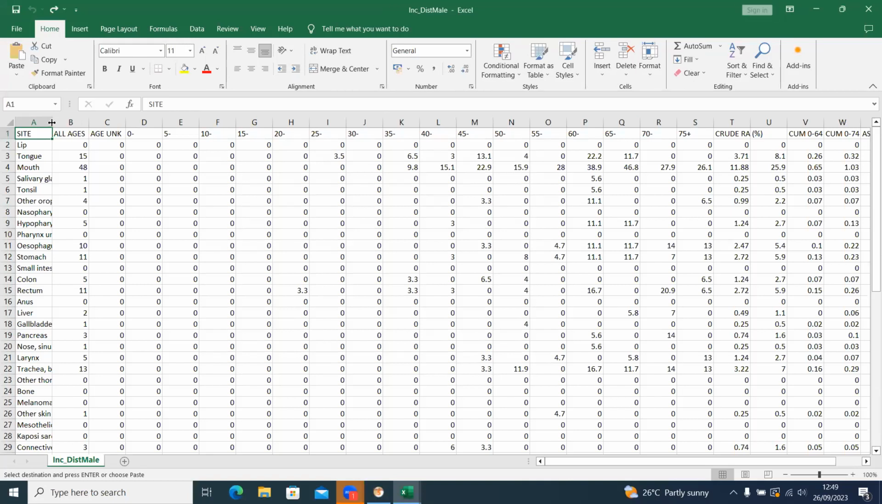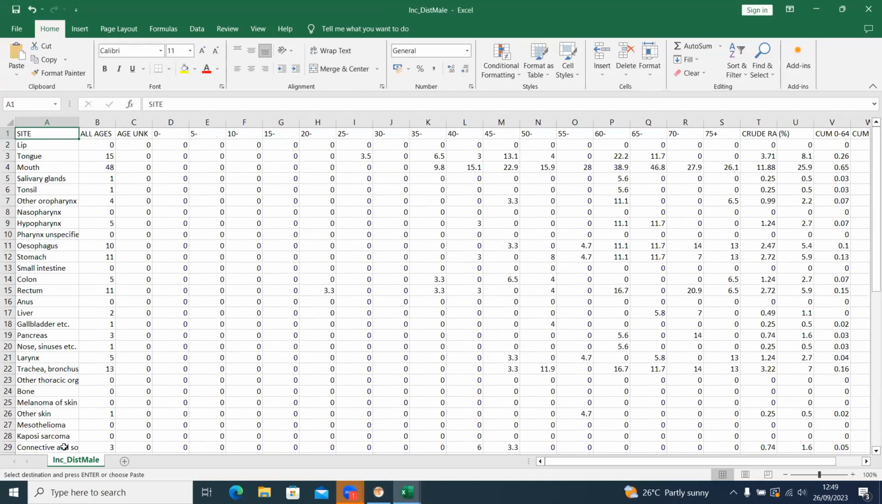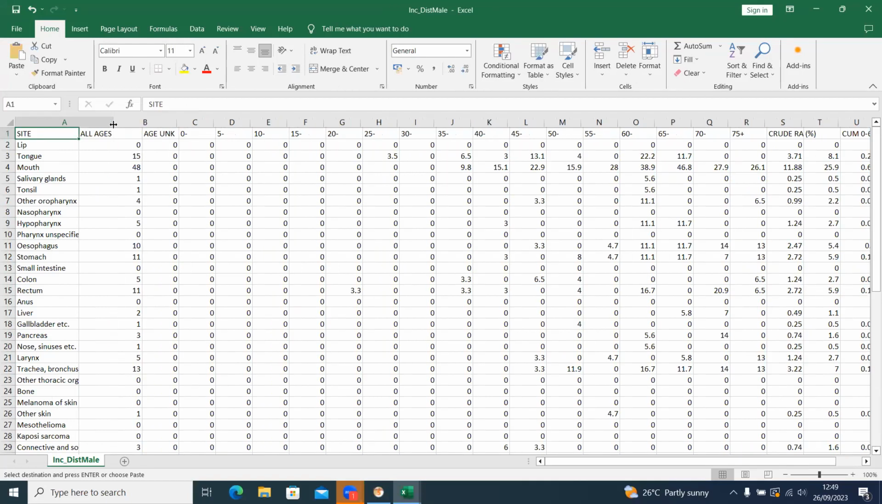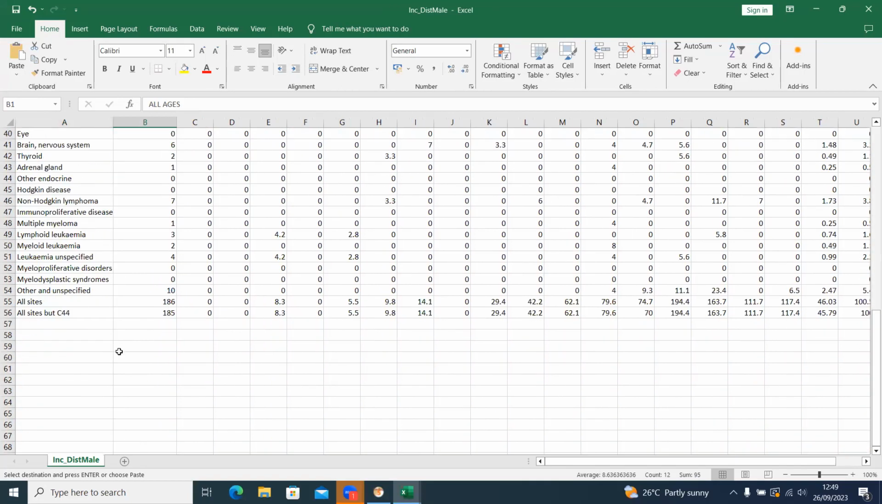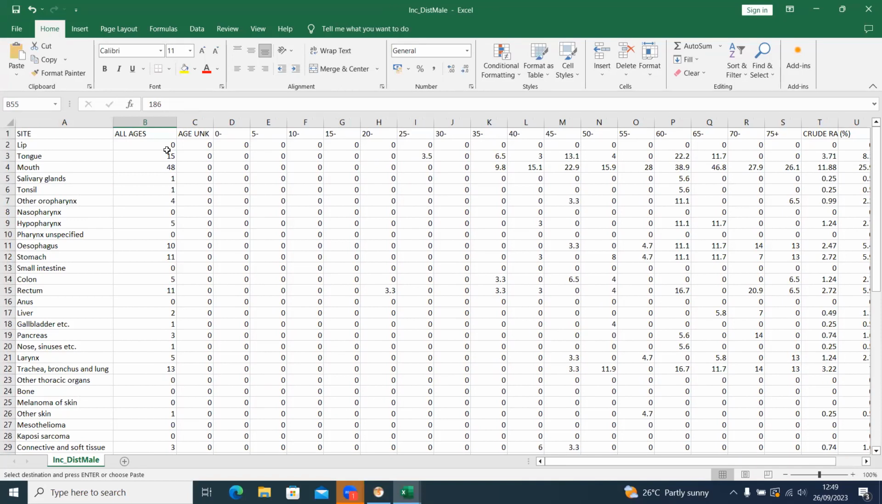This is the first file. This is for males. This is the entire district population which I have, covering the entire registry, means the district, which is the area covered by the population-based cancer registry. So here you get directly all the age specific. You can see first is the total number of cases in each age group. This is age group unknown.